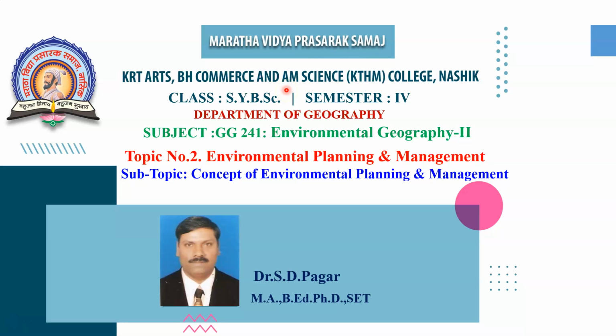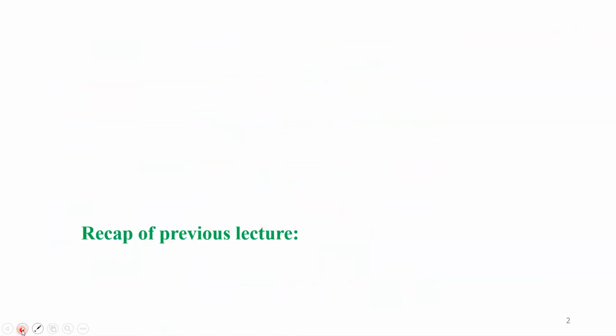Dear student, this is our S.Y.B.Sc Geography class, Semester 4, and the title of our subject is Environmental Geography Part 2. The code of our subject is GG-241. Today we are going to discuss our topic number 2, that is Environmental Planning and Management. In this topic, we have a first subtopic, that is Concept of Environmental Planning and Management.